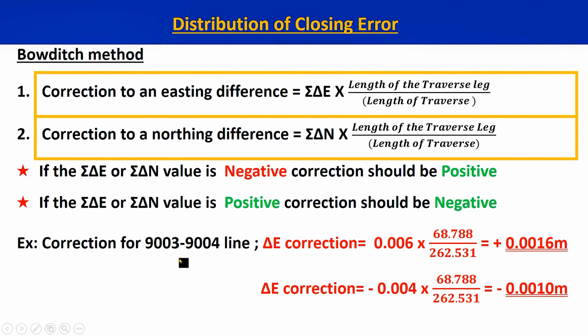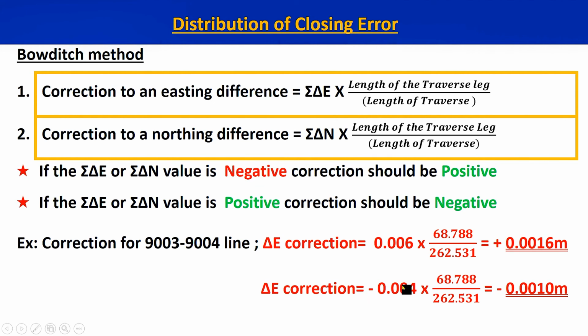The correction for the 9003, 9004 line can be written as 0.006 multiplied by 68.788 meters, that is the length of that particular traverse leg, and divided by the total traverse length 262.531. So it is plus 0.0016 meters. So we can write this up to the 4th decimal place if you prefer, or you can round it off to the 3rd decimal place. I prefer to write it up to the 4th decimal place.